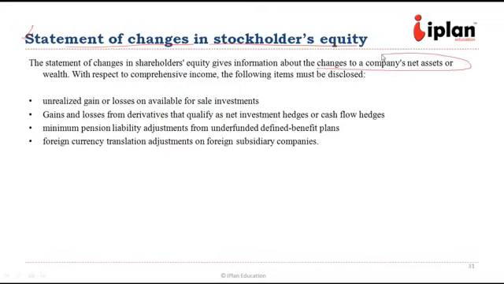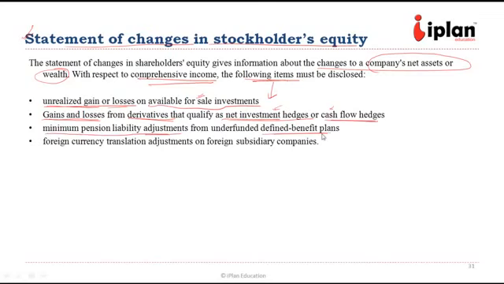The statement of changes gives the information about changes to the company's net assets or company's wealth. With respect to the comprehensive income, the following items should be disclosed so that we can understand if there is any change in the stockholders' equity. These are the unrealized gains or losses on available for sale investments, which we have just seen. Then gains or losses from any derivatives that qualify as net investment hedge or cash flow hedge. So if we are using a derivative for hedging a cash flow or investment, then gains or losses from that should be a part of the comprehensive income, which should be disclosed.